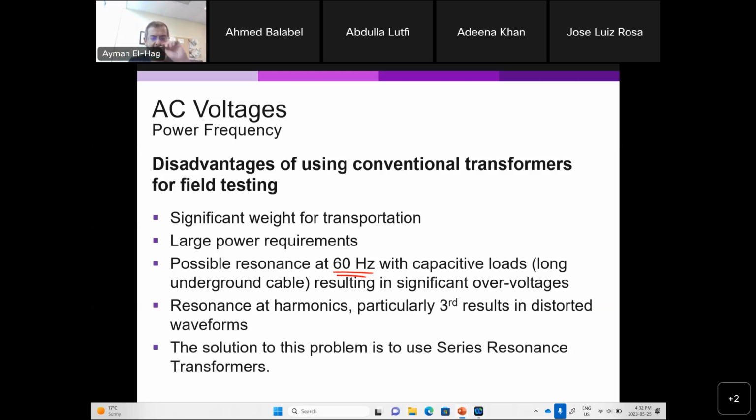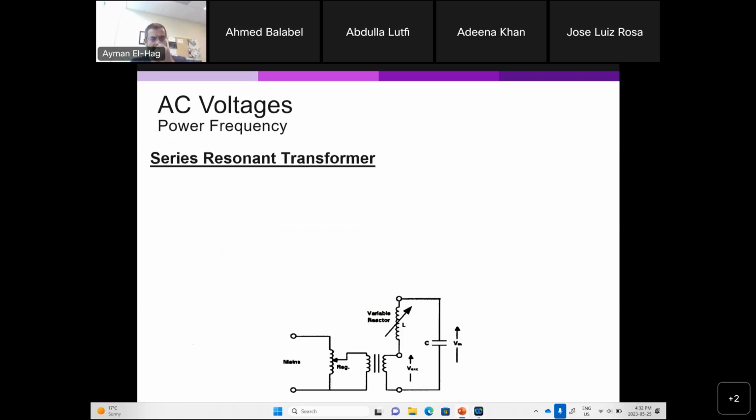So how do we solve this issue? We use what we call the resonance transformer. Yes, you might see them sometimes in some high voltage labs. I have seen one of those transformers, if I recall correctly, at Kinectrics, the high voltage lab in Ontario. But these are mainly intended to be used in the field. So basically, that is a resonance transformer.